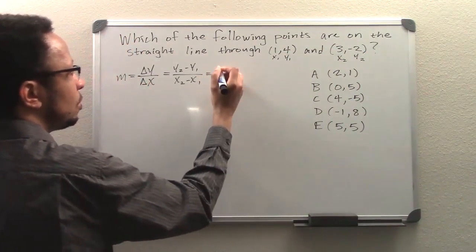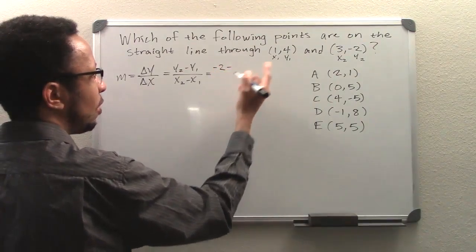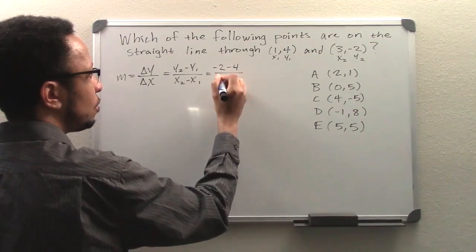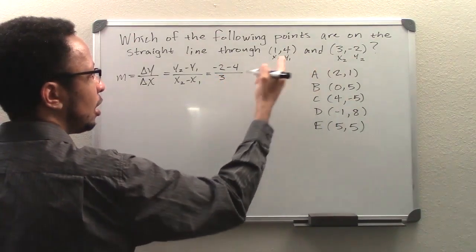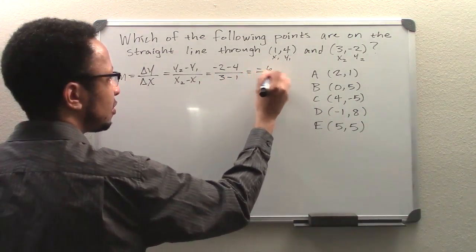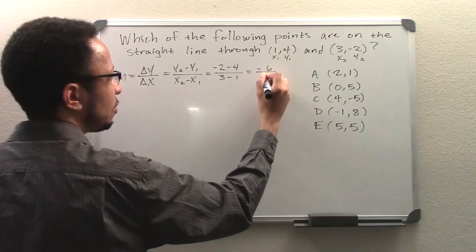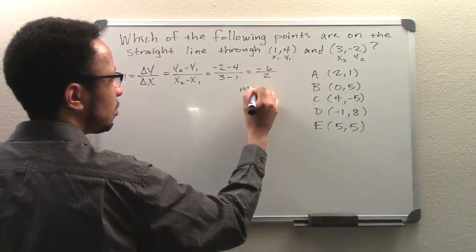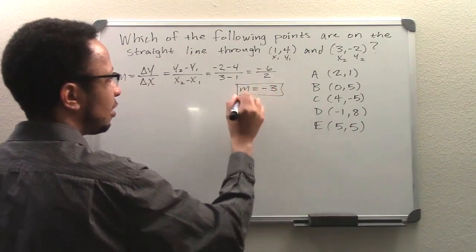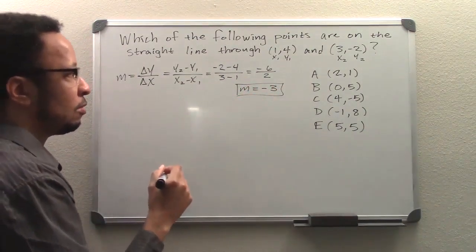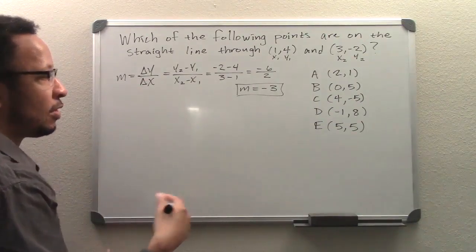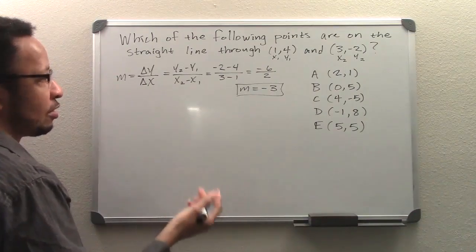And so y2, negative 2, minus y1, which is 4, over x2, which is 3, minus x1, which is 1, will give us negative 6 over 3 minus 1, which is 2. And so we have m equals negative 3. That's our slope. Next, we're going to reform the equation so that we'll figure out the offset of the equation of our line.